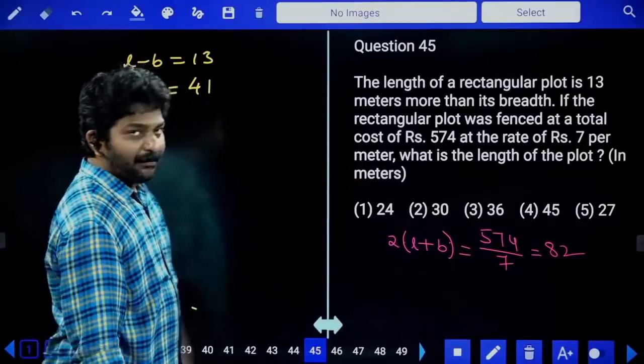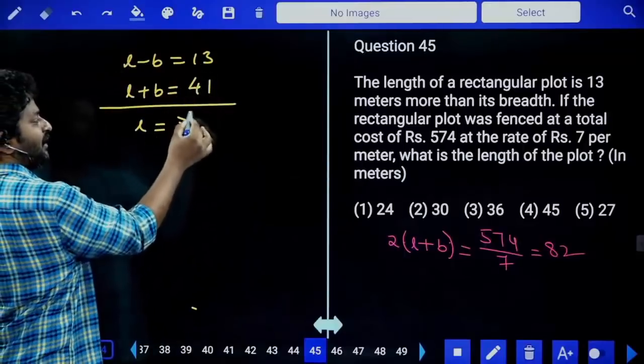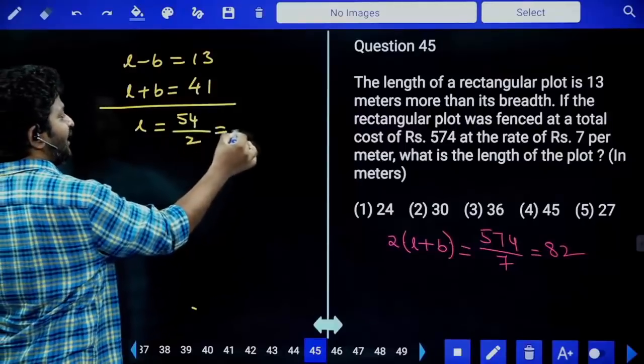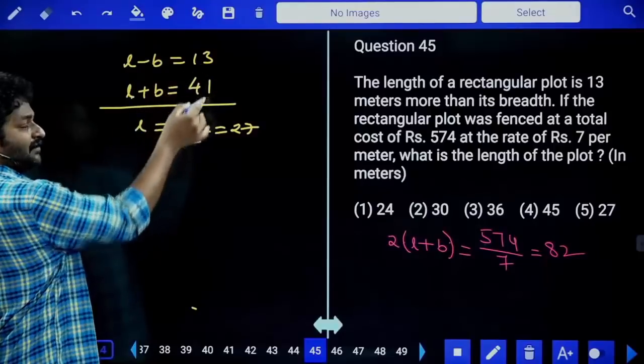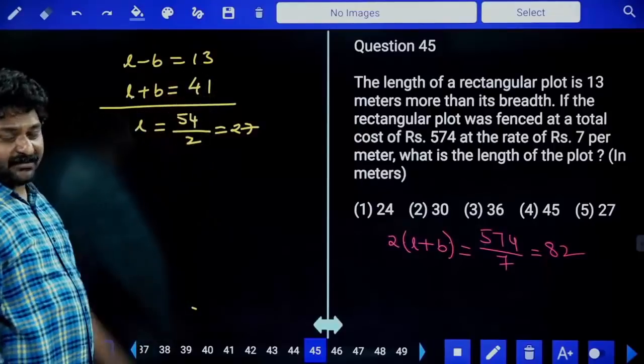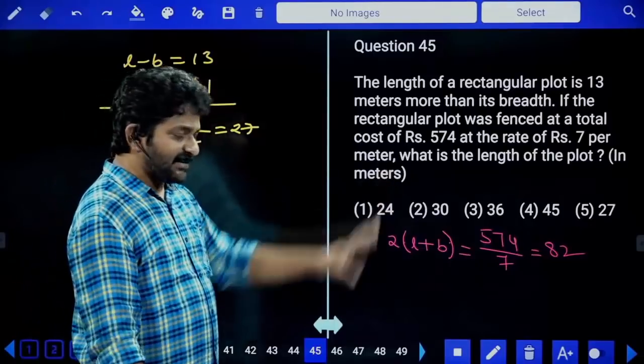Now what is the length of the plot? See, when you want to calculate the length, which is the largest number, sum plus difference divided by 2 is our value: 54 by 2, that is equal to 27. So if you want to calculate the largest number, it is sum plus difference divided by 2. For the smallest number, sum minus difference divided by 2. So you're asked to calculate the length, which is equal to 27. 27 is the fifth option.